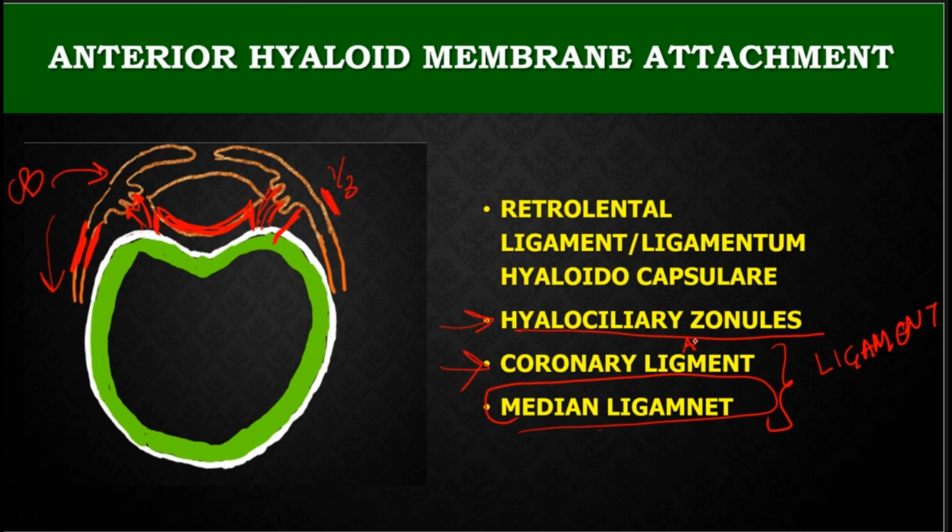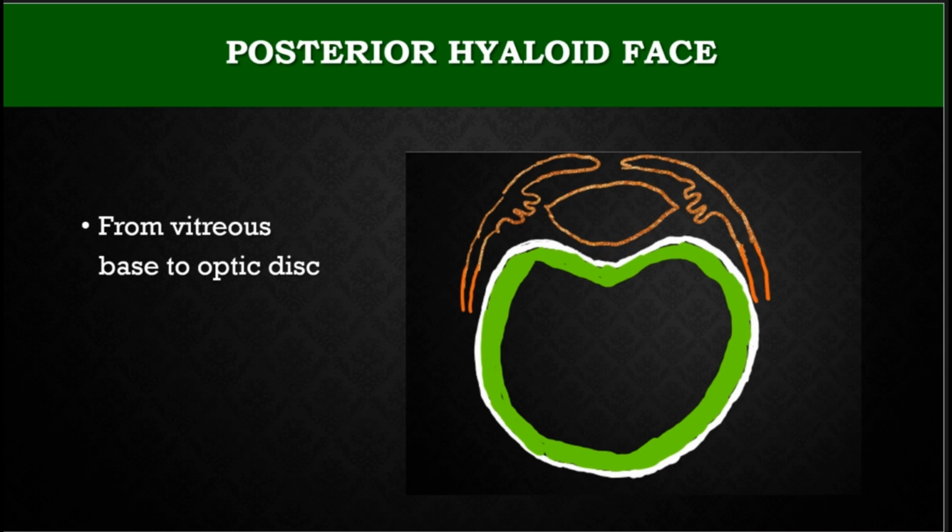I am so sorry for the typing error here. The spelling of ligament is this. I hope that is clear. So the anterior hyaloid membrane has these various attachments which are responsible for keeping the vitreous over there. These are the anterior hyaloid or anterior vitreous attachments.